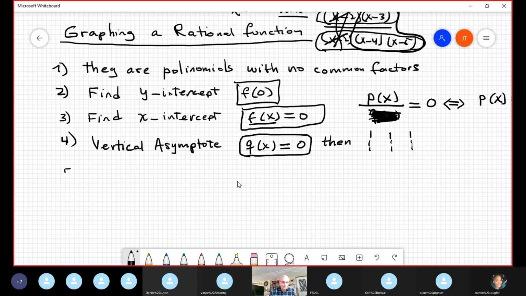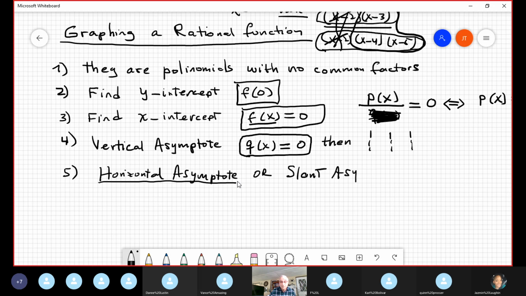Number 5 is determine the horizontal asymptote or, because they are mutually exclusive, you have horizontal or slant asymptote. And also, why not? Using a dashed line.